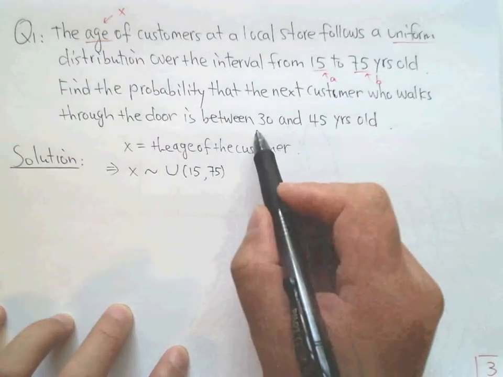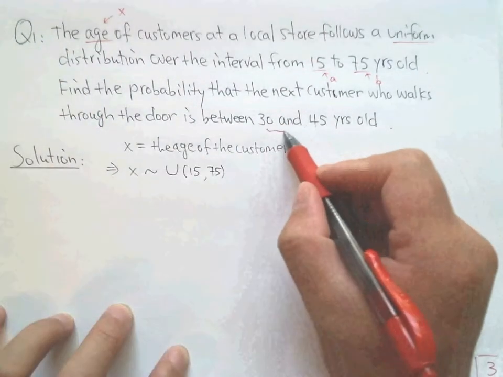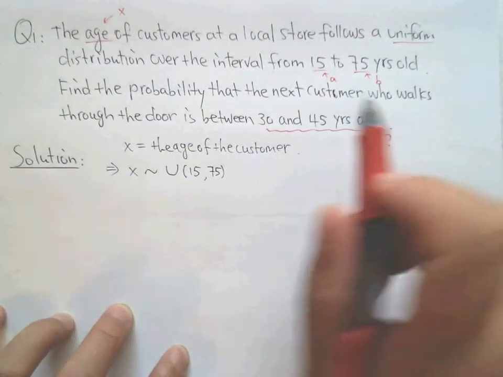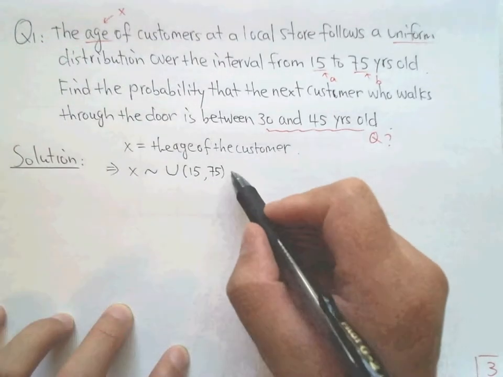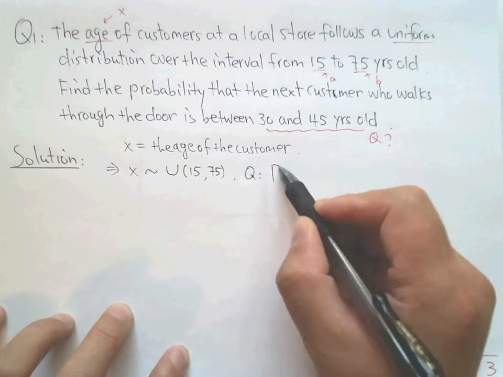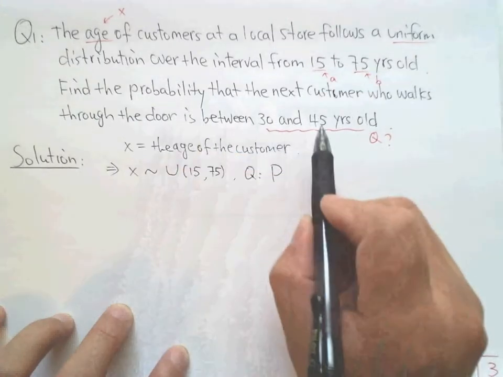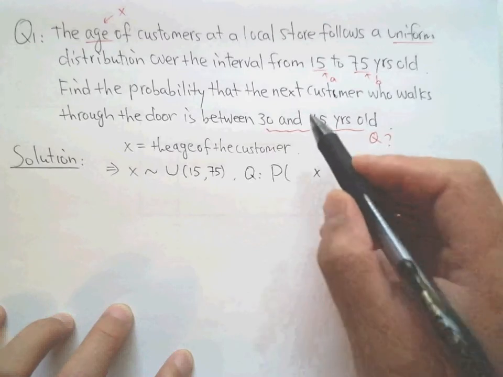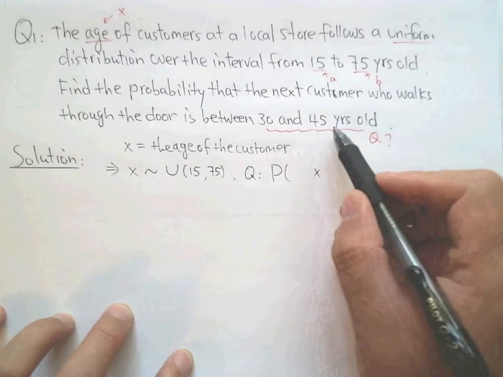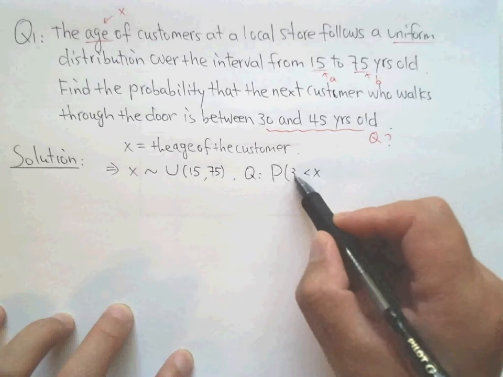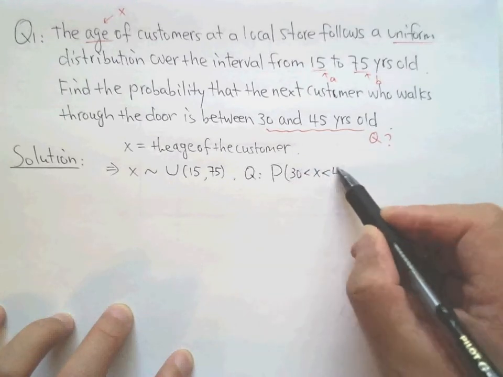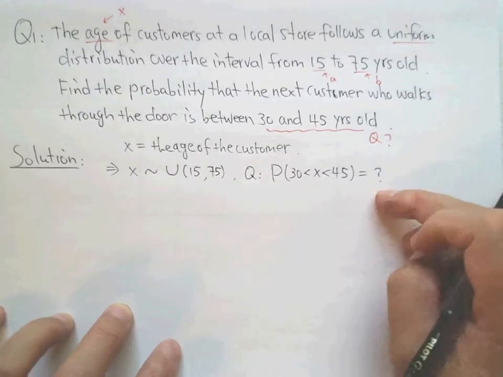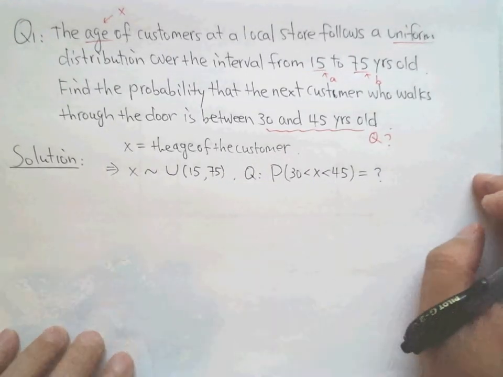Now let's look at the question. The question is between this, right? This is the question. If I put the question here, it is asking you exactly the probability. What is the probability that x, the age of that customer, is between 30 and 45, meaning greater than 30 and less than 45, right? So this equals how many? What is the chance, or the probability, in the question?